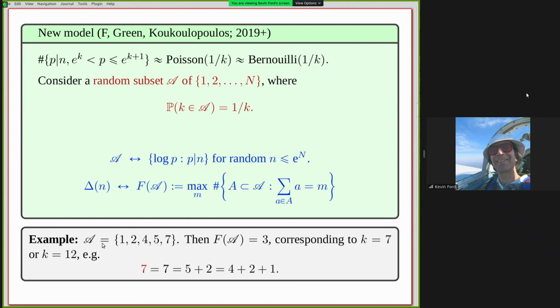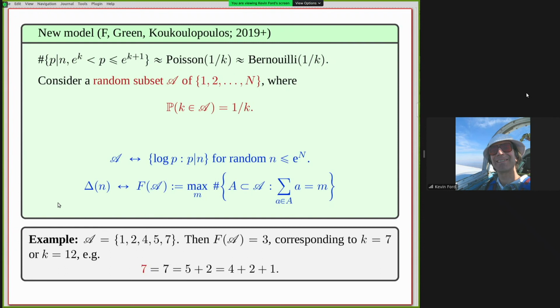So just a quick example. If A is the set 1, 2, 4, 5, 7, what is f of A? Just to clarify the concepts here. It's 3. So the maximum concentration of subset sums is 3. It occurs at both 7 and 12 by symmetry. So for example, 7 has these 3 representations as a sum of elements of A. So just 7 itself, 5 and 2, and 4, 2, 1.